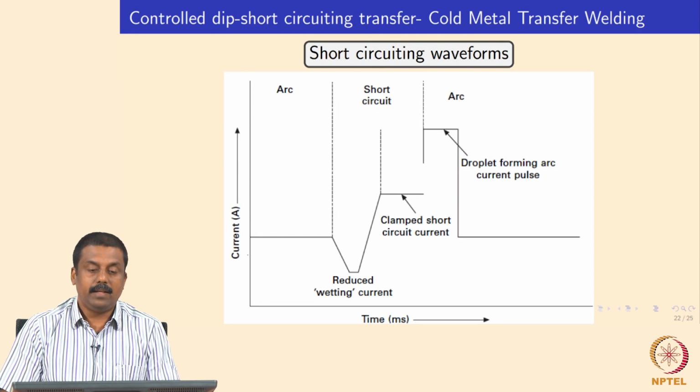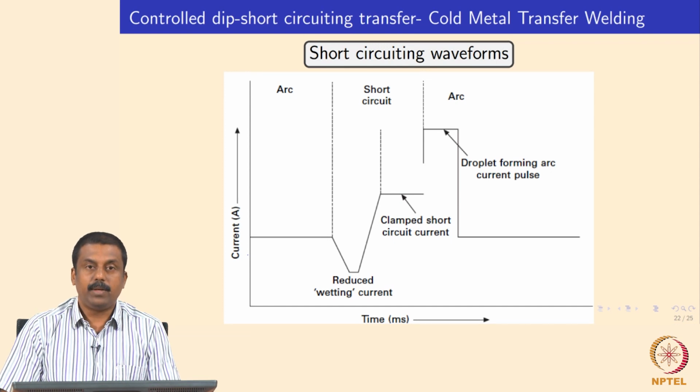One of the recent developments, which is coming up very widely in the automotive industries, is the controlled dip short circuiting transfer welding process. One such process is commercialized by a very famous welding company, and the trade name is cold metal transfer welding, CMT. You must have heard about it. In CMT, which is technically known as the controlled dip short circuiting metal transfer process, the metal is transferred primarily by short circuiting.